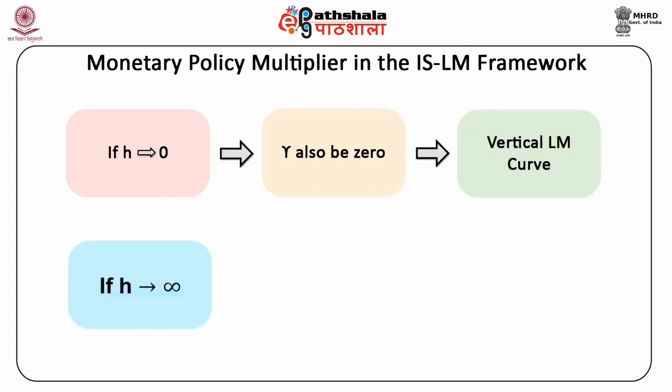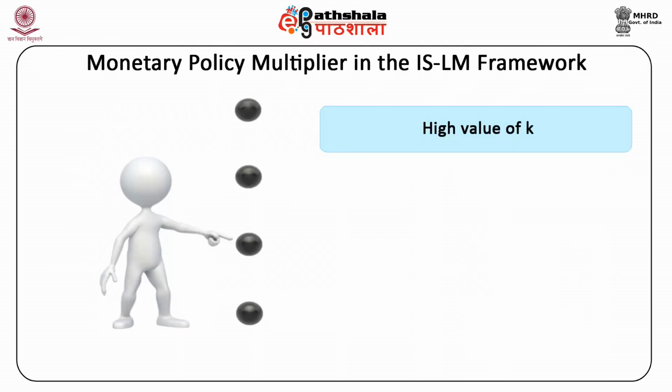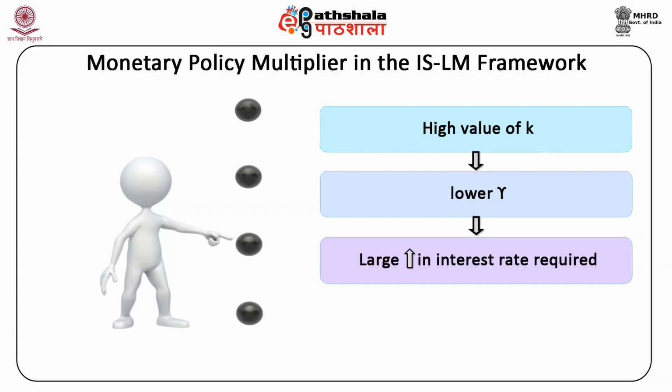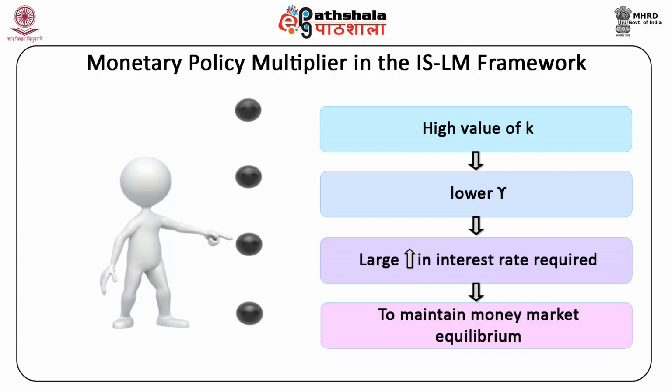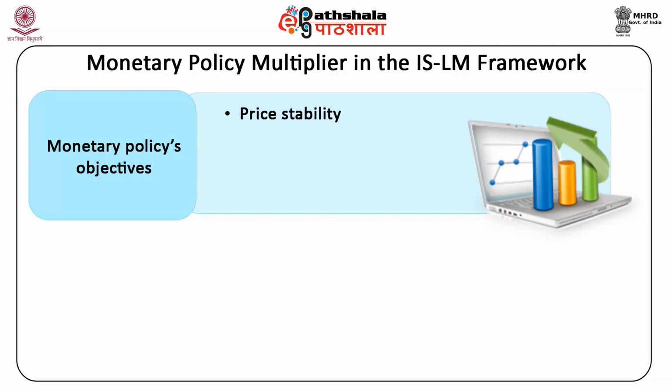On the other hand, if h is very high, that is almost infinity, then this corresponds to a horizontal LM curve. A high value of K, that is income sensitivity of demand for money, would mean a lower γ, because in this case a large increase in interest rate is required to maintain money market equilibrium, as demand for money is too responsive to income.